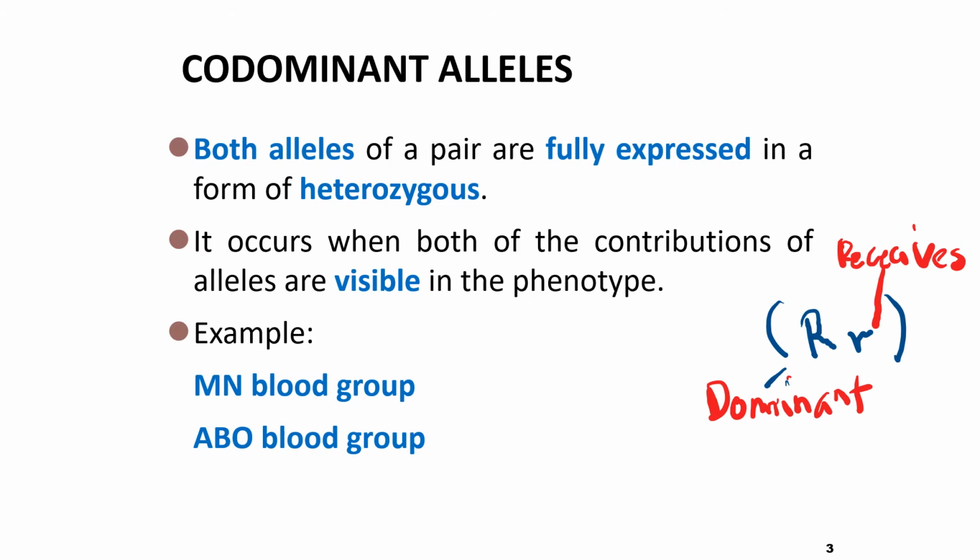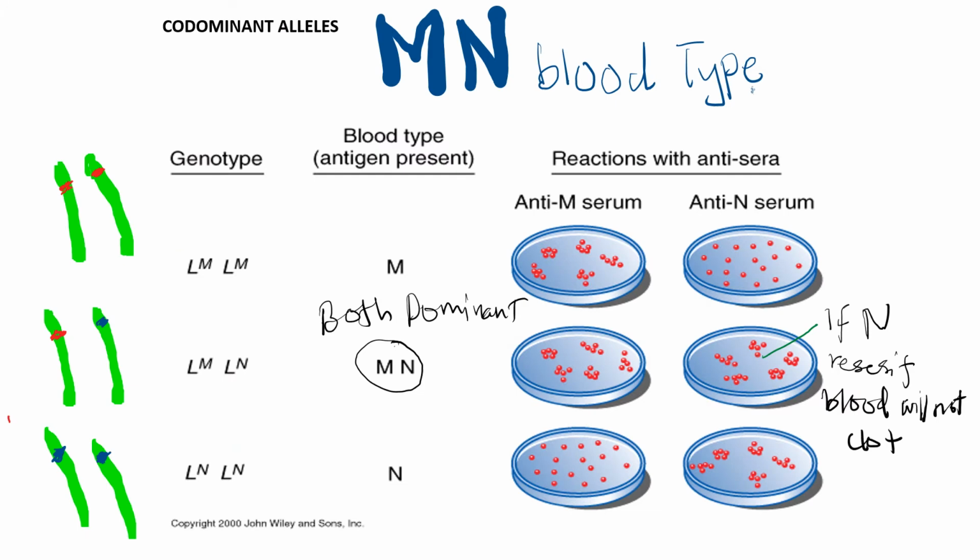Codominant means both alleles of a pair are fully expressed in the heterozygous. It occurs when the contributions of both alleles are visible in the phenotype. That means there is no recessive allele; both characters will be shown in the phenotype. For example, in the MN blood group and also the ABO blood group. We discuss the MN blood group or blood type.